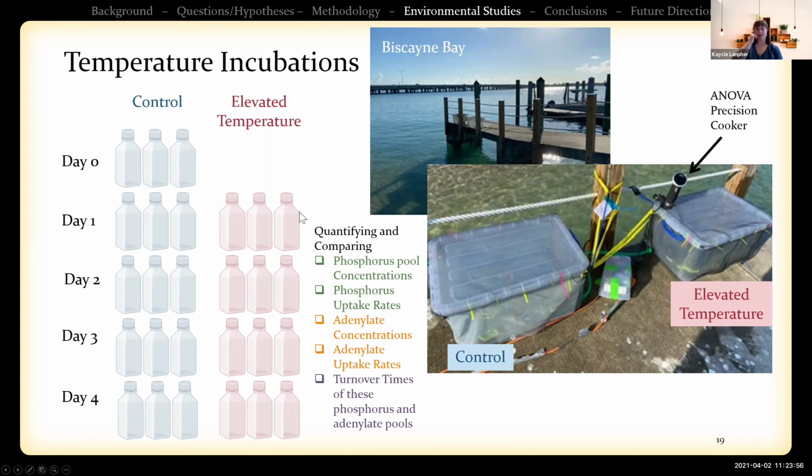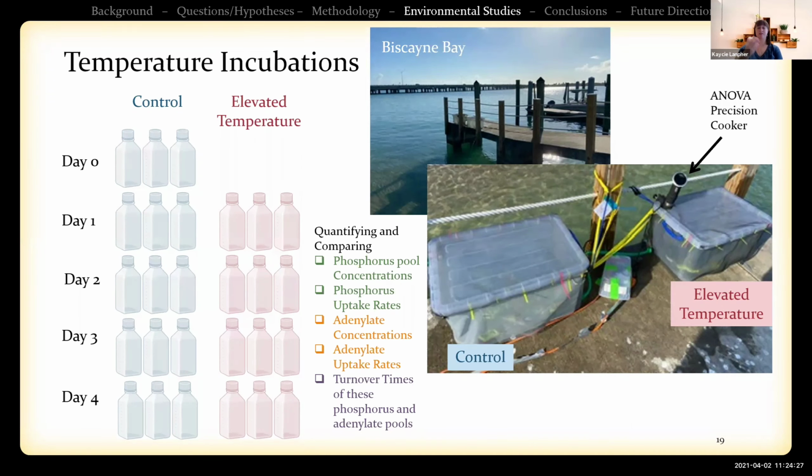So on each day, we quantified and compared those phosphorus pool concentrations, so DIP, DOP, particulate phosphorus, and the uptake of the phosphorus, so that going from the seawater into the cells, just straight uptake into the microbes of phosphorus. And then within that, the adenylate concentrations in the cells and the uptake rates, or the phosphorylation, the creation of ATP or the creation of AMP, the rates of that.